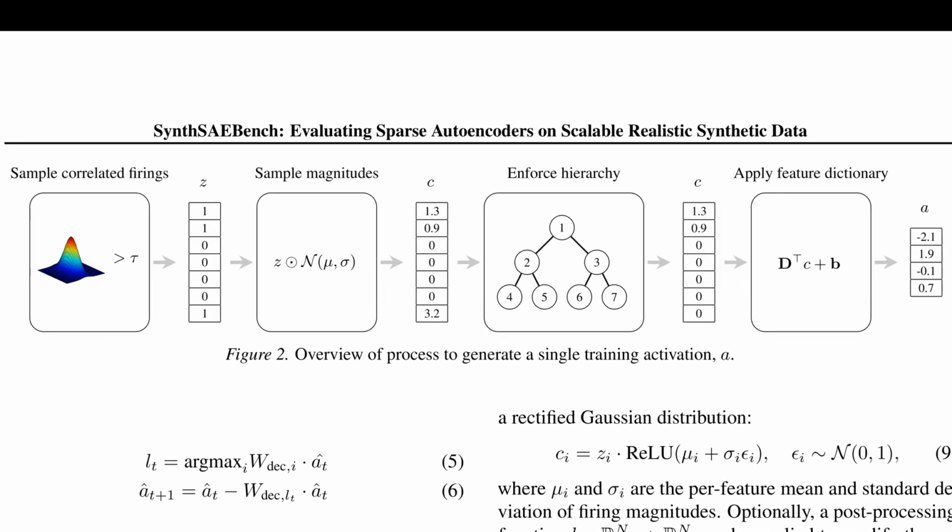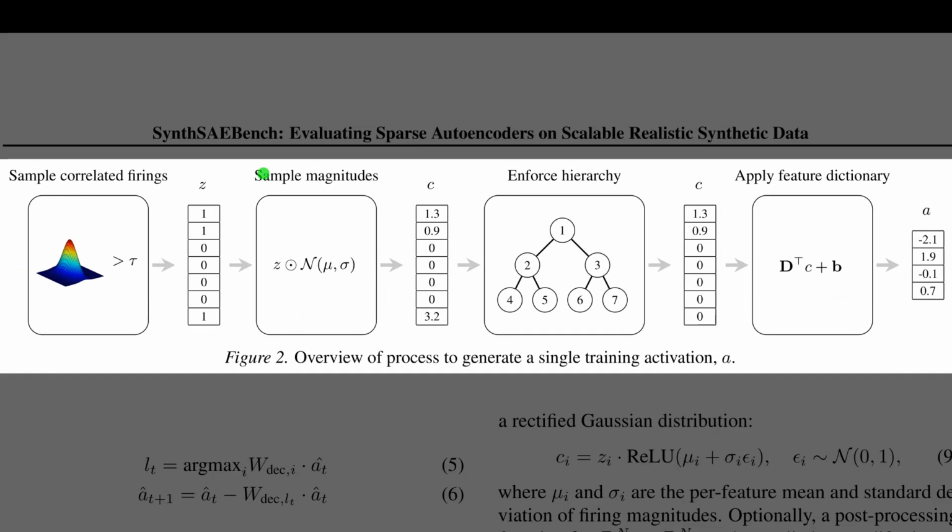While Figure 2 translates those concepts into the actual generation pipeline for a single training activation. The process begins on the left by sampling correlated firings, where a multivariate Gaussian determines which features turn on, producing a binary vector Z. Next, the pipeline samples magnitudes for these active features to create an initial coefficient vector. Crucially, the enforce hierarchy step then filters this vector, zeroing out any child features whose parent nodes are inactive. Finally, the system applies the feature dictionary to output the dense activation vector A.